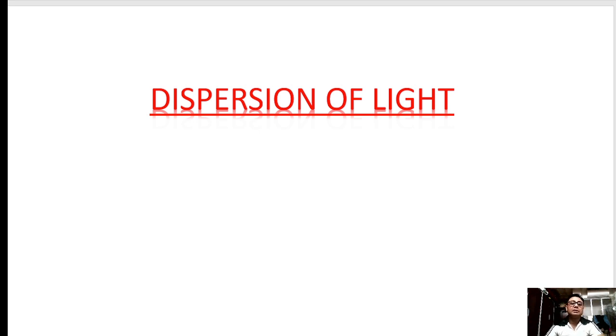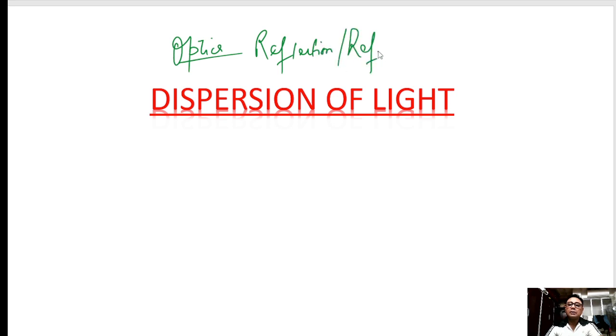Today we will be dealing with another very important chapter, that is dispersion of light. It is another part of optics. So today we will be discussing this particular chapter, dispersion of light. It is under optics, and I have already uploaded reflection and refraction. So this is the third part of the optics, that is dispersion of light. So today we will be discussing this.